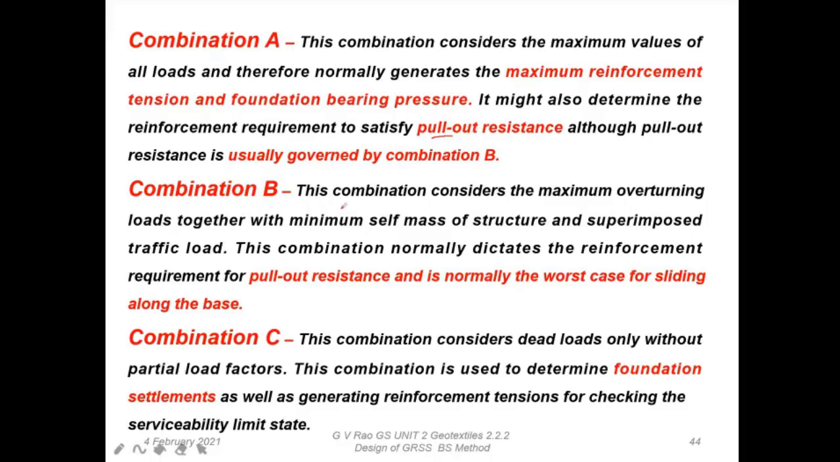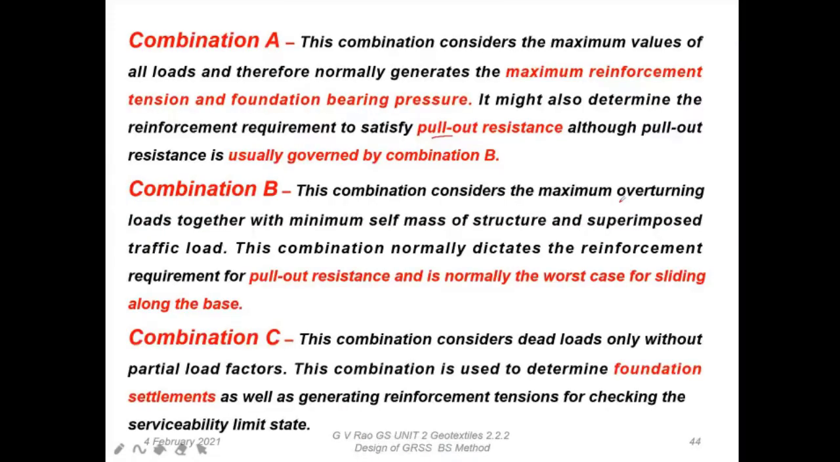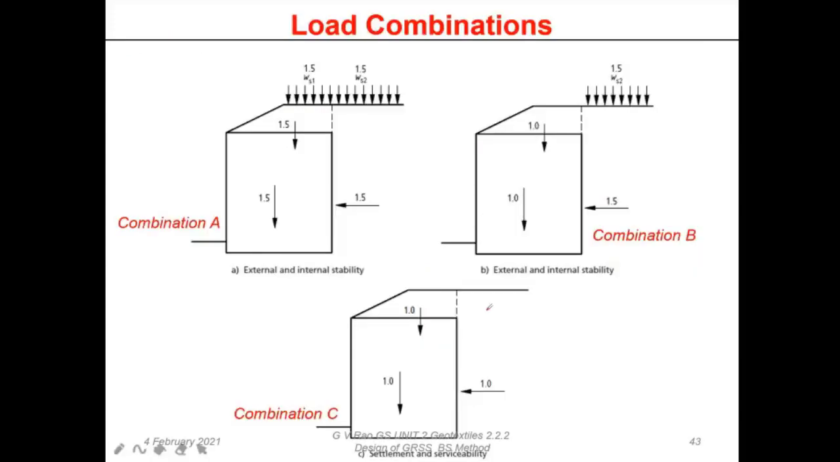Then combination B, we have seen already, considers a maximum overturning load. If you go back, we've seen that here the actual loads are there, and only this earth pressure is increased. The combination considers maximum overturning loads together with the minimum self-mass of structure and superimposed traffic load. This combination normally dictates the reinforcement requirement for pull-out and is normally the worst case for sliding along the base. Now, what is happening in this case is, if you recall, this point we have to remember, that if you consider there is a layer of reinforcement, just assume this now.